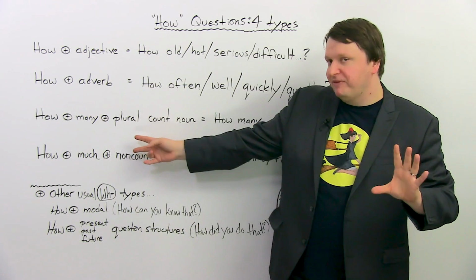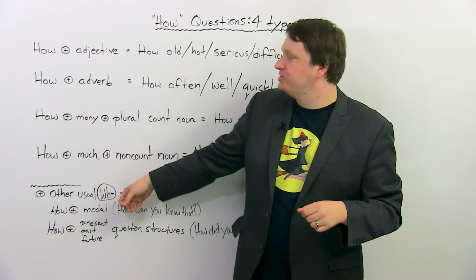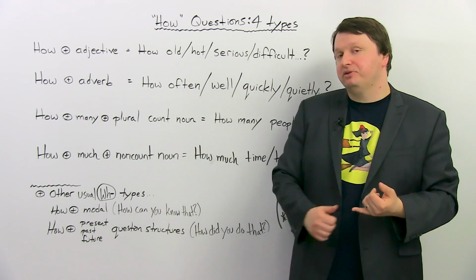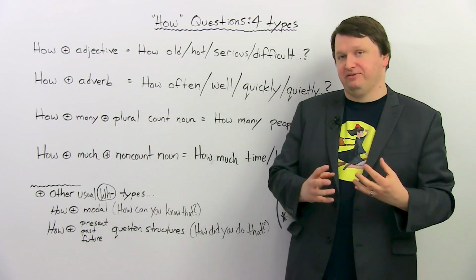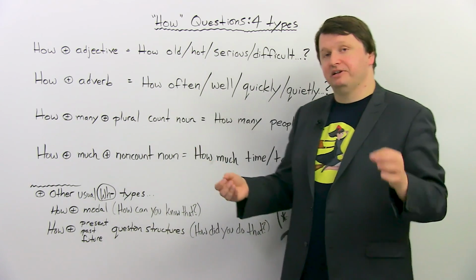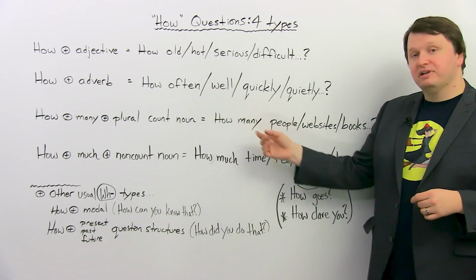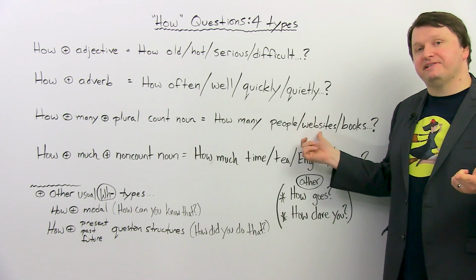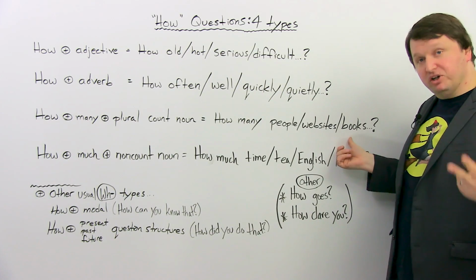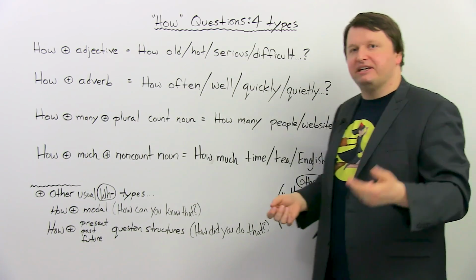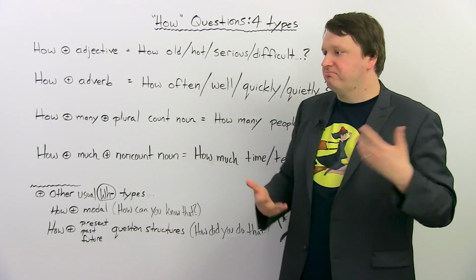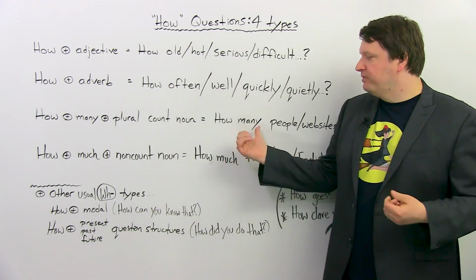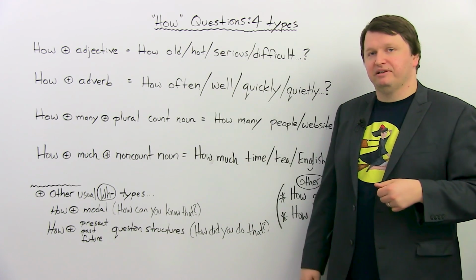So how? Now these two you might be familiar with. How many, how much. If you don't know, how many can only be used with plural count nouns. So things you can count in the plural form. For example, how many people, how many websites, how many books. Okay? Anything you can count, all right? Like chairs, tables, countries, whatever it is. So repeat these questions after me.